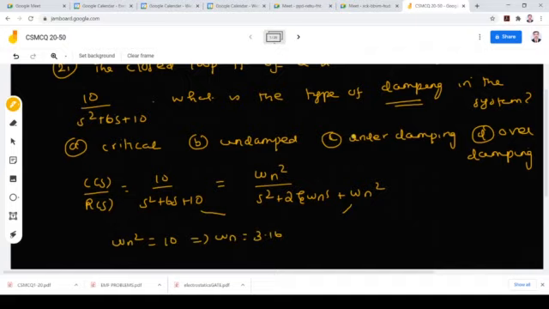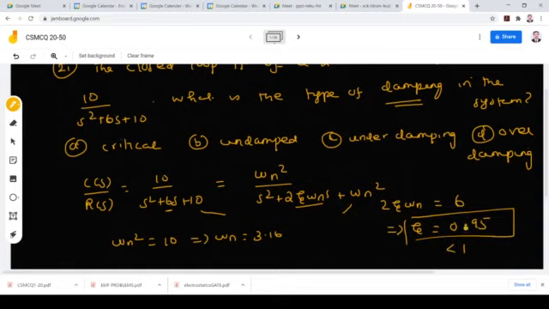Right, what they ask is the type of damping. So first we have to understand damping. So 2 zeta omega n is equal to 6. Omega n is equal to 3.16. This implies zeta is equal to 0.95. Since zeta is less than 1, it is underdamped. So the answer is underdamped system. Okay, this is a simple question. Okay, next one.